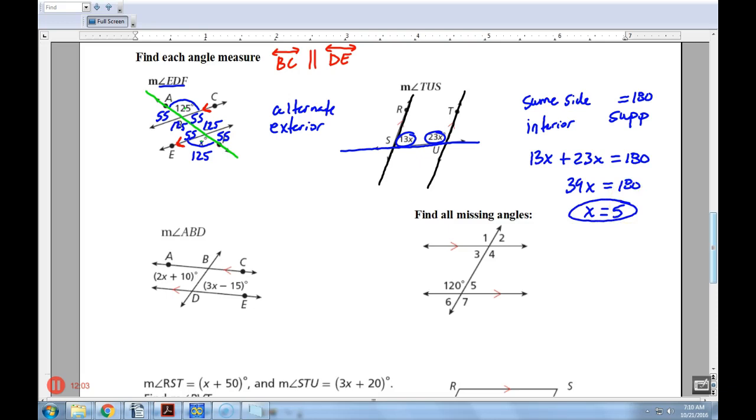When I plug it in, 13 times 5 is 65. 23 times 5 is 115. So yes, they do add up to 180. Things are looking pretty good.